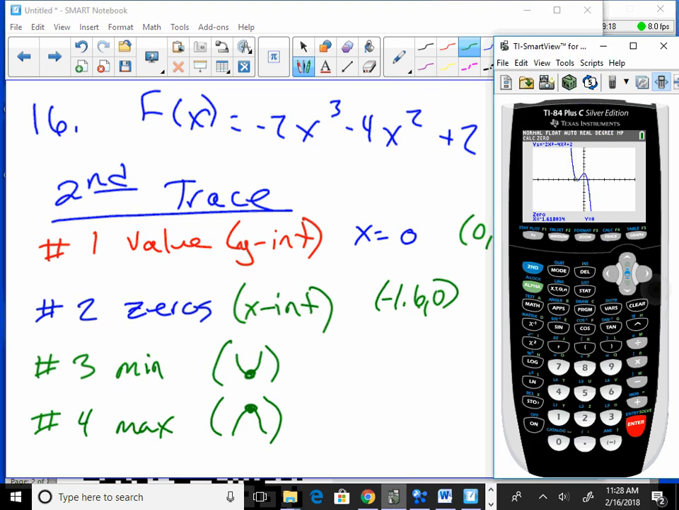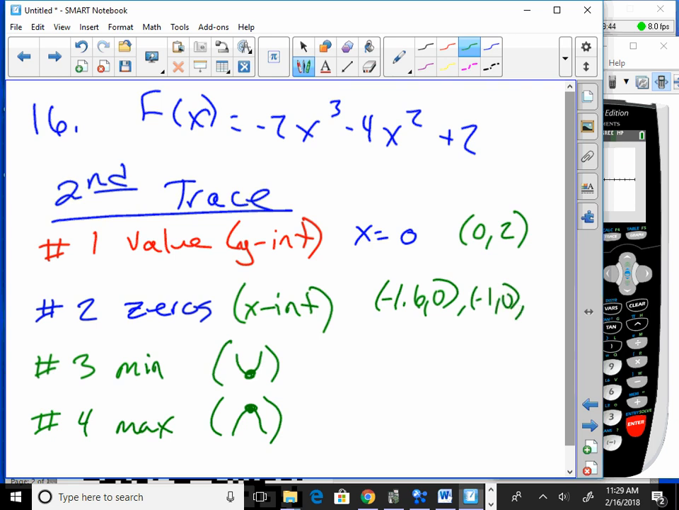And then I need to repeat that step 2 more times. So I'm going to go second trace, number 2 for 0. Now I want to make sure I'm to the left of my second x-intercept, but I need to be to the right of the first one I found. Then I hit enter. Then I need to move to the right of that one. And then I hit enter, and then enter one more time. And I now get negative 1, 0.